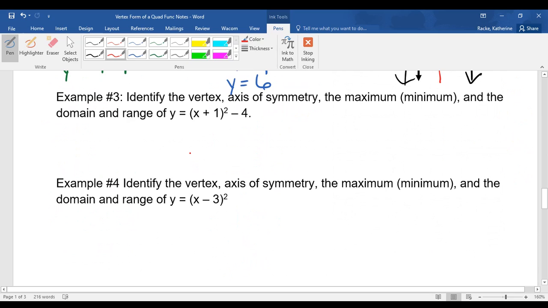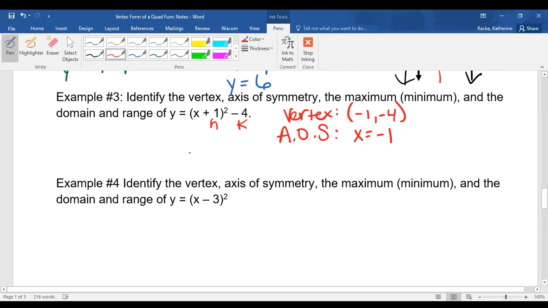Moving on to example 3: identify the vertex, axis of symmetry, whether it's a maximum or minimum, what the point is, and the domain and range. So we know that h and k here are our vertex. So our vertex is going to be negative 1. It's always the opposite of what this sign is. Negative 4. That sign stays the same. So our axis of symmetry, I'm going to shorten it as AOS, is what your x equals. So x equals negative 1.